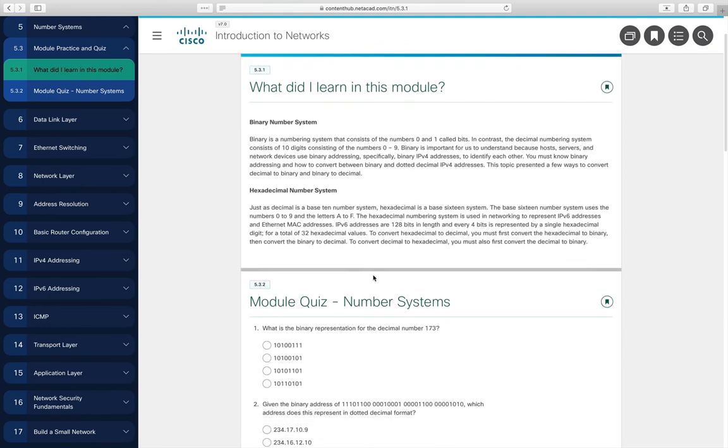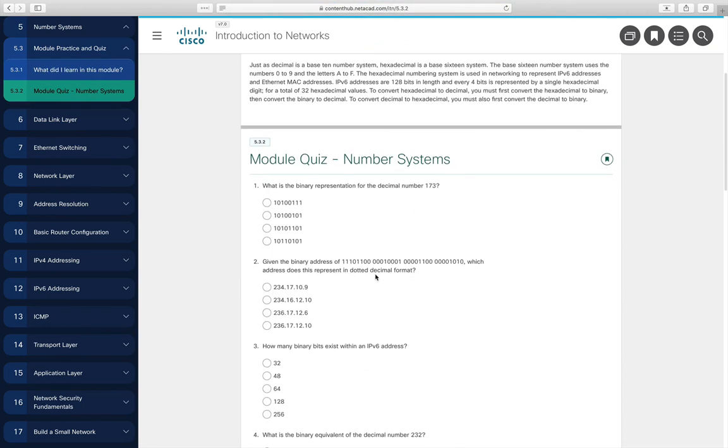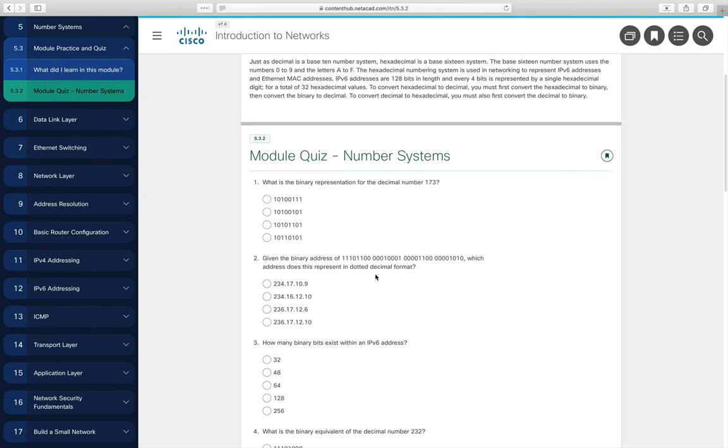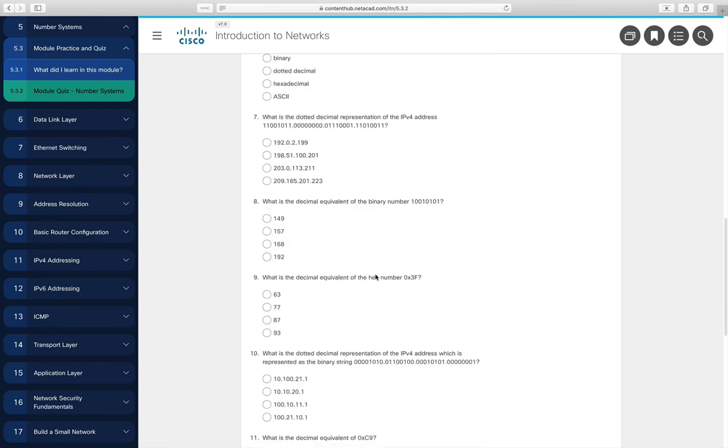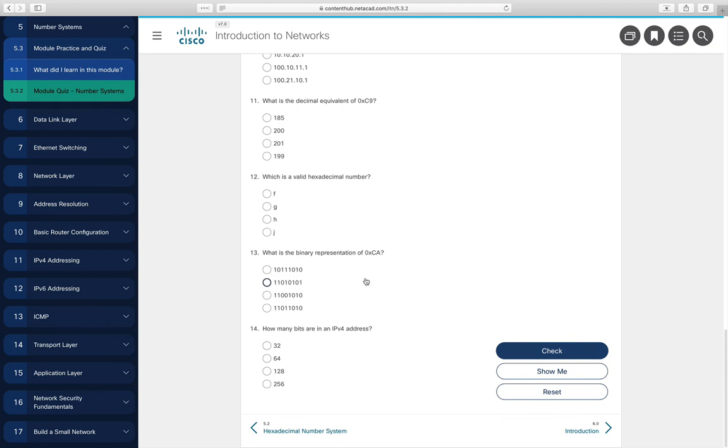And then finally, down here at the end, we have the module quiz on number systems for Module 5, which you can do on your own. There were no packet tracers or labs in Module 5. I may assign a homework or two that has some number conversions and things like that. But watch for those to appear in Blackboard, and then watch for the Module 6 lecture to appear.